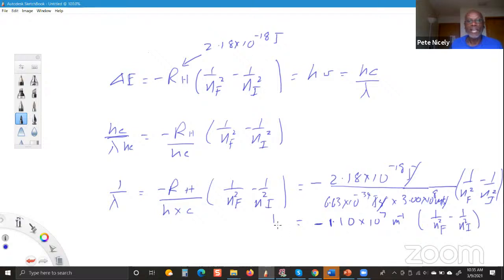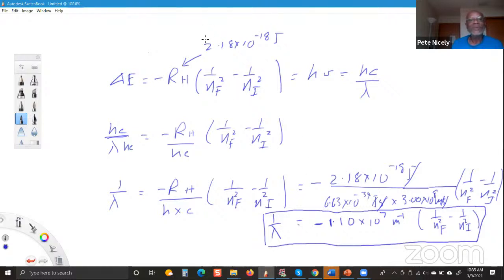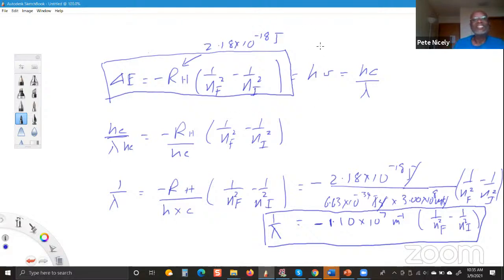And that would be equal to 1 over lambda. Now, why am I going through all this? Why am I showing you how to get to this equation here? Well, the reason is that in some textbooks, they give this relationship here, and that is called the Rydberg equation, I think. But more importantly, this is called the Rydberg constant in this case. But in this form here, this constant is also called the Rydberg constant, right?